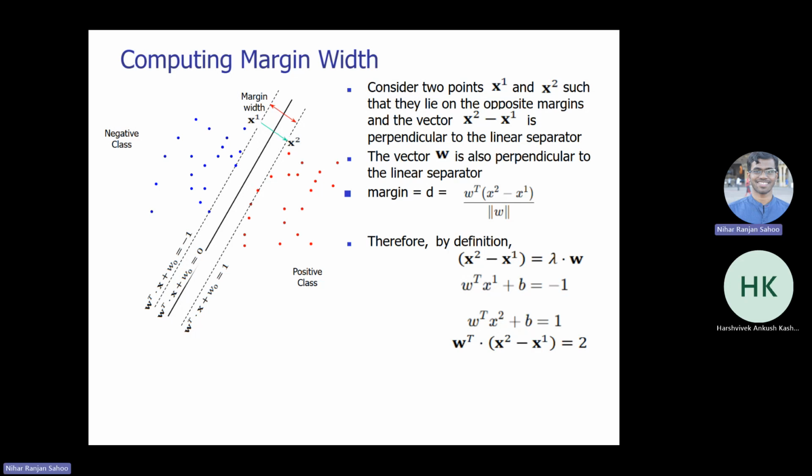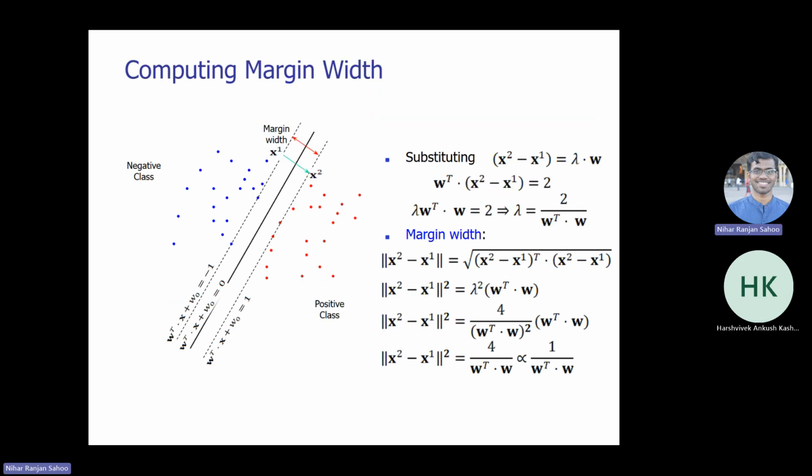Another equation is x2 minus x1 is equal to lambda into W, right? So now if you put x2 minus x1 equal to lambda into w in that equation, what will you get? Lambda equal to 2 by w transpose w, right? So you just put this value here, and you will get lambda equal to 2 by w transpose w.